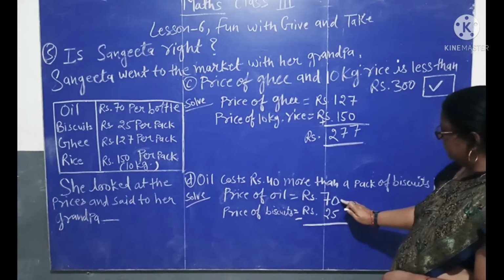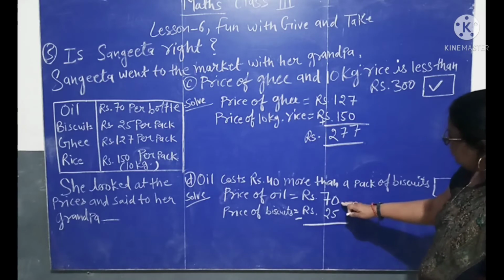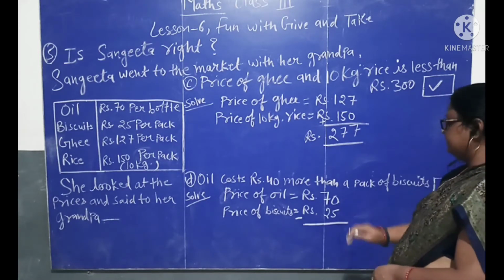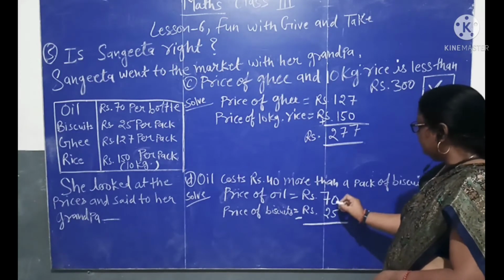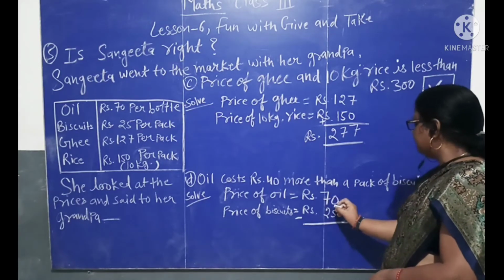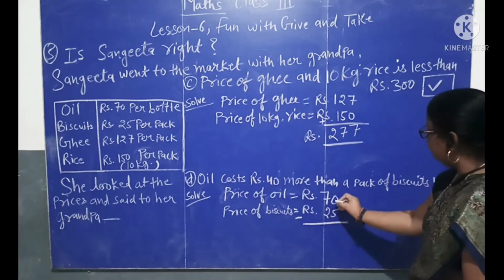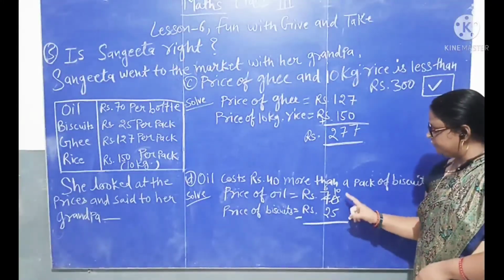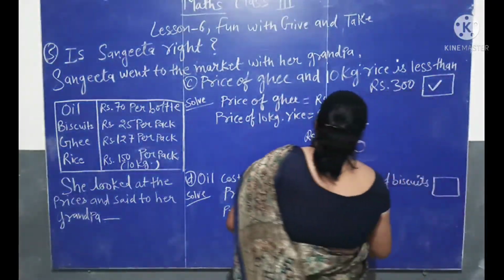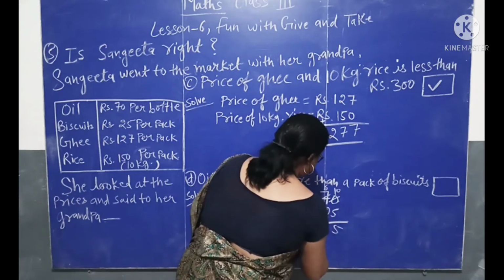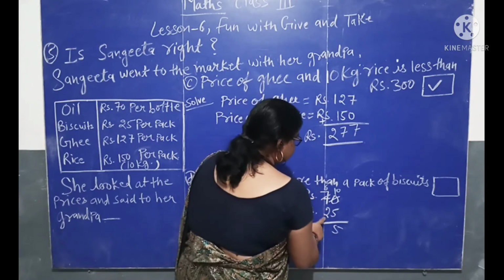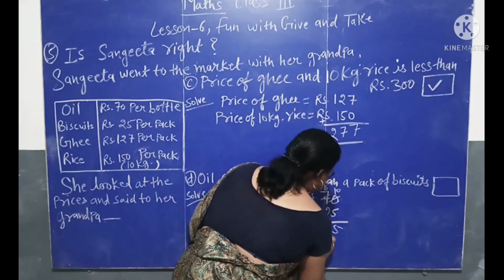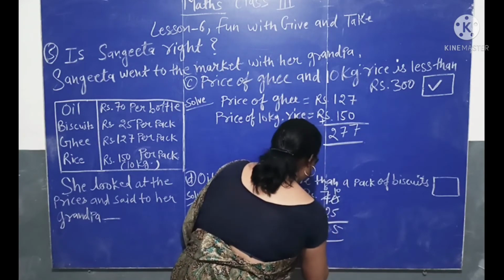We have to subtract 5 from 0, but we can't subtract 5 from 0 because 5 is bigger than 0. So what will we do? We will borrow 1 from 7. When we borrow 1 from 7, here will be 10 and here will be 6. 10 minus 5 is 5, and here is 6. 6 minus 2 is 4. So here is 45. Rupees 45.